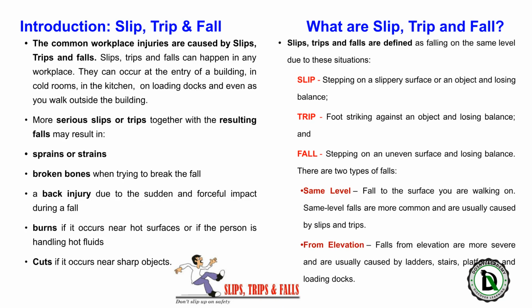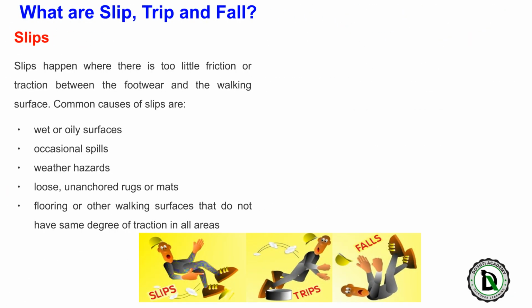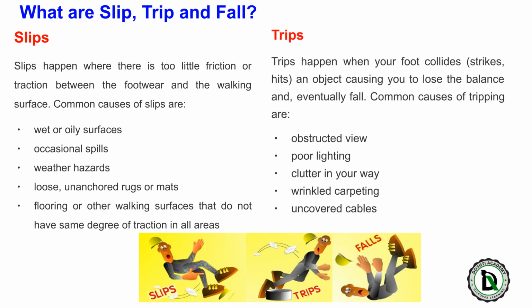A slip is stepping on a slippery surface and losing balance. A trip is striking an object and losing balance. A fall is losing balance on an uneven surface, which can be same level or from elevation. Slips occur due to a lack of friction between footwear and the walking surface, often caused by wet surfaces, spills, or loose rugs. Trips occur when a foot strikes an object, leading to a loss of balance, commonly caused by obstructed views, poor lighting, or clutter.